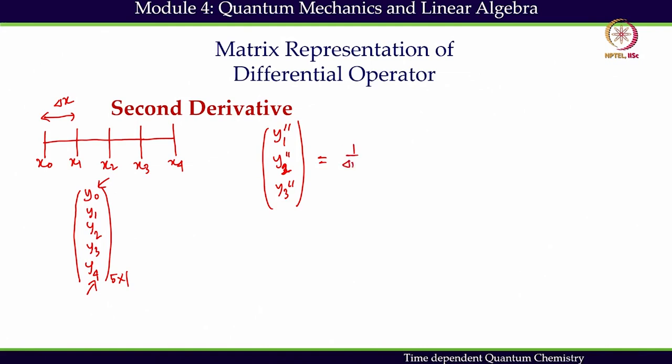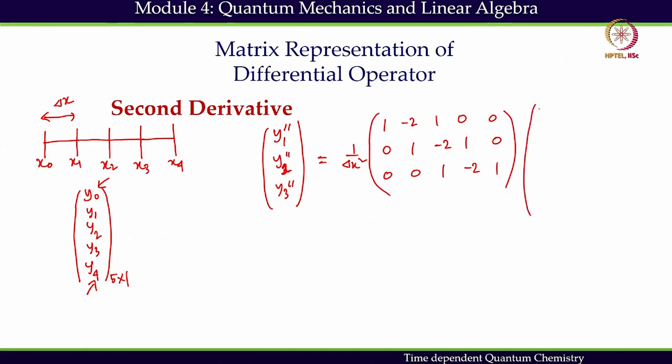So this is going to be 1 by delta x square, and now I will explicitly write down the full matrix: 1, minus 2, 1, 0, 0, then 0, 1, minus 2, 1, 0, then 0, 0, 1, minus 2, 1. So this is the derivative matrix, and then the function is going to be y0, y1, y2, y3, y4. That's the function I have. So this is your 5 by 1 matrix, this is your 3 by 5 matrix, 3 rows I have, and the result is also a 3 by 1 matrix.